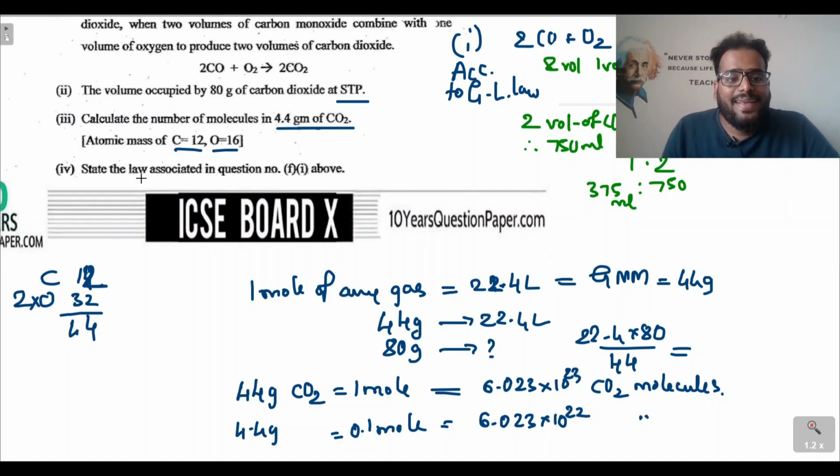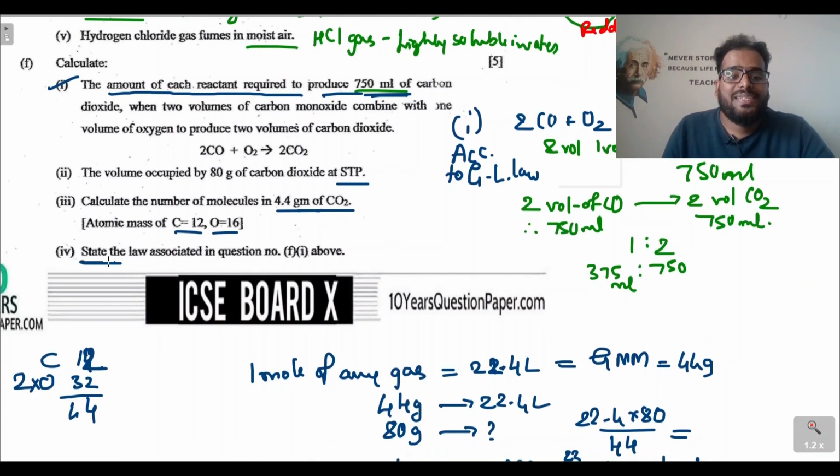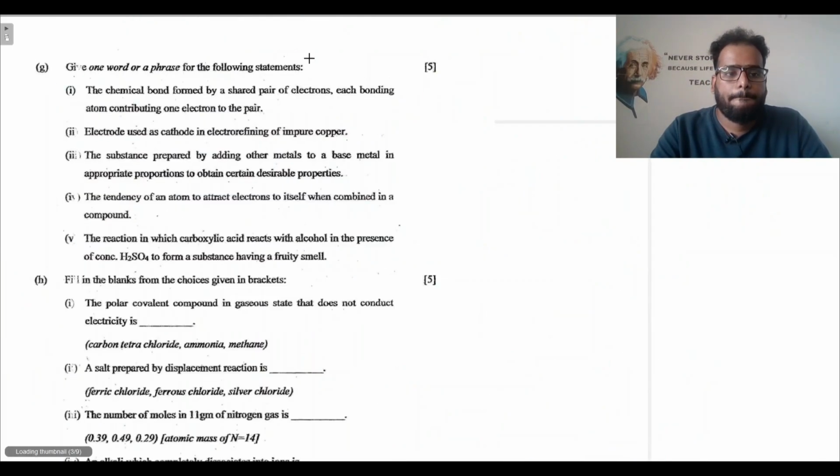Okay. State the law associated in question number F1. So this is question number F. This is 1. You have to write the statement. Many children do what? Okay, state is Gay-Lussac's law. But that is not your answer. You will not get marks for that. This is a twist. State means statement you have to write. Gay-Lussac's law statement as it is given in your textbook. Okay? You can check that. Chalo. Next question we'll see.